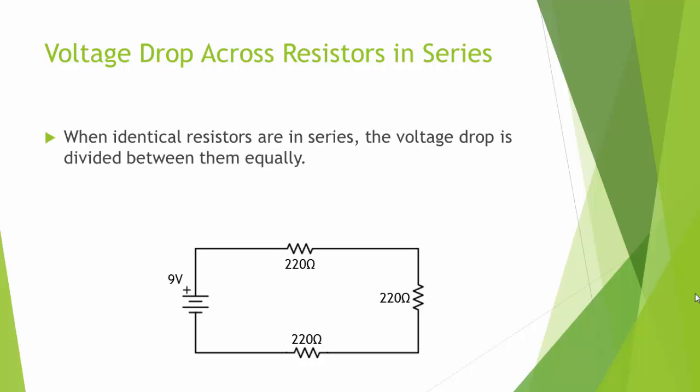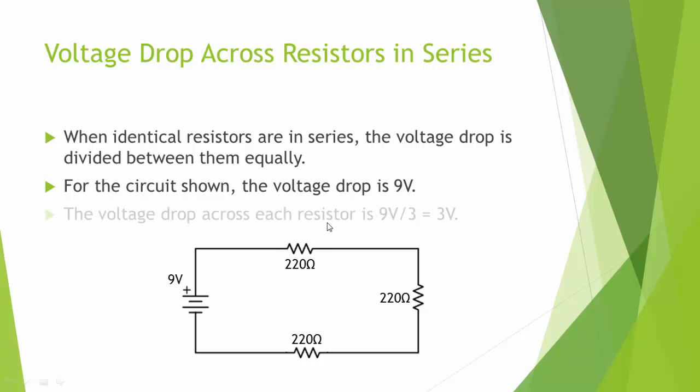We can also have more resistors in series. And again, no great surprise, the voltage drop divides between these equally as well. So in this circuit, we have 9 volts of voltage drop from here to here. We have 3 equal resistors. Well, if we want the individual voltage drop for these, it would be 9 volts divided by 3. Each one is 3 volts of voltage drop.